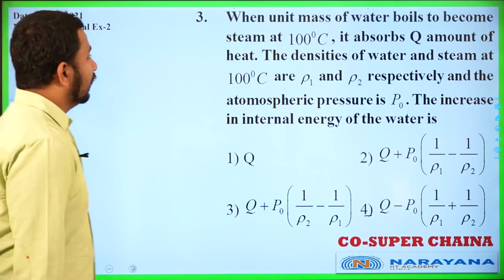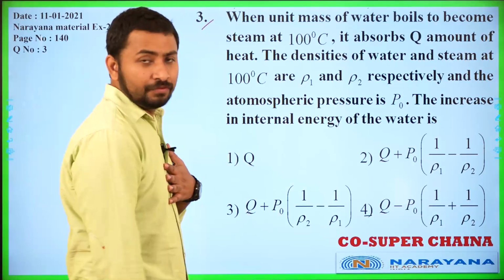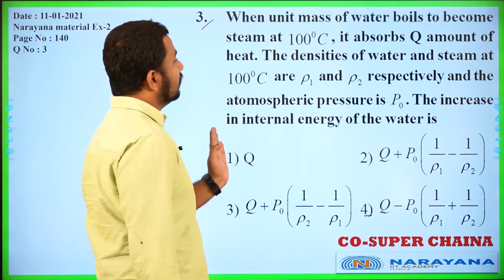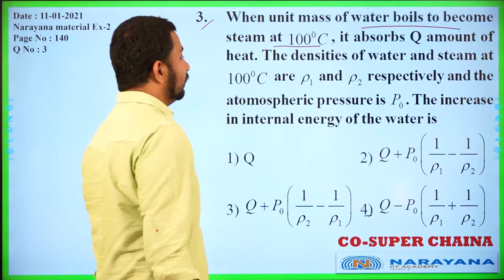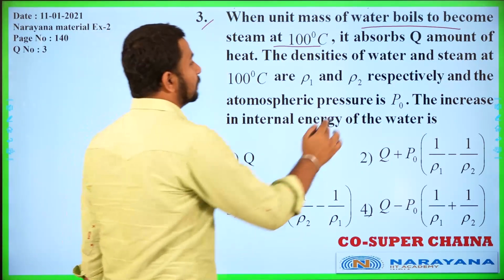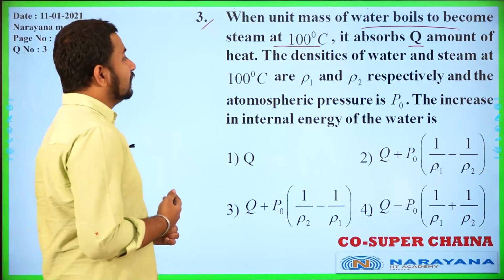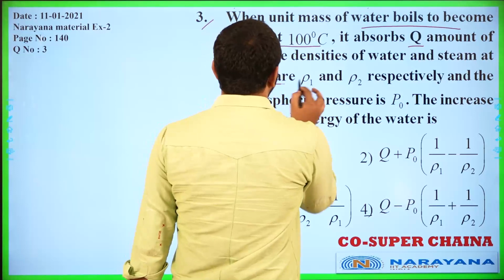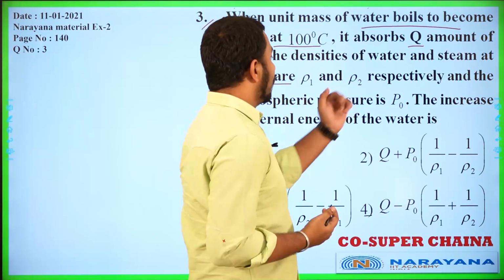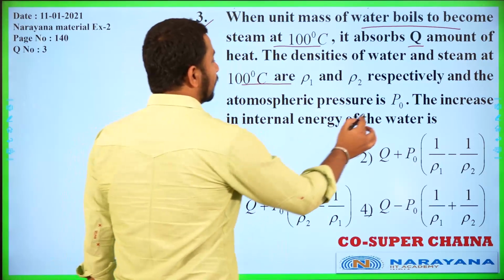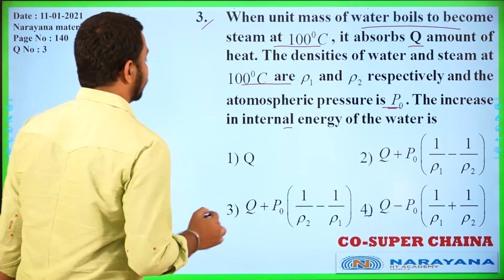Here now we come to the next question. This is very important, previous year question. Just be careful on the calculation here. When 1 unit mass of water boils to become steam at 100 degrees Celsius, it absorbs Q amount of heat. The densities of water and steam at 100 degrees Celsius are ρ1 and ρ2. Now the pressure is also given. The increase in the internal energy you have to calculate.